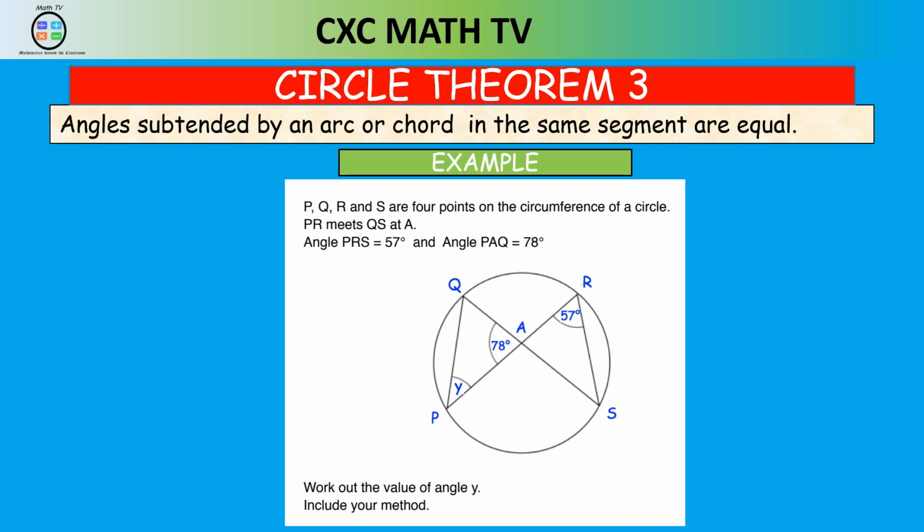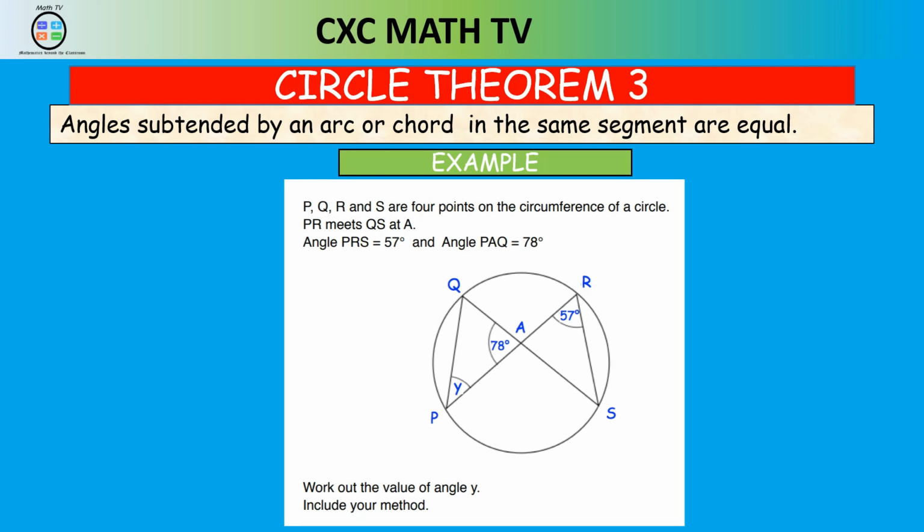P, Q, R, S are 4 points on the circumference of a circle. PR meets QS at A. Angle PRS is 57 degrees and angle PAQ is 78 degrees. Work out the size of angle Y. Pause the video and attempt that question.